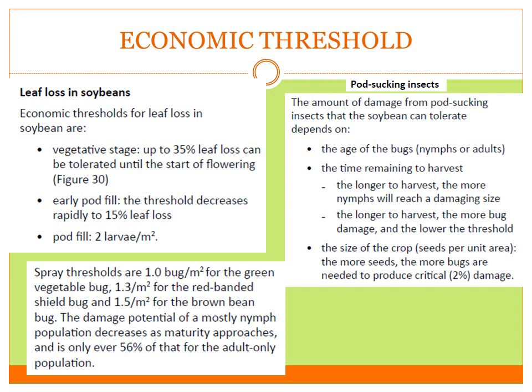Spray thresholds are 1 bug per meter square for green vegetable bug, 1.3 per meter square for the red-banded shield bug, and 1.5 per meter square for the brown bean bug. The damage potential of a mostly nymph population decreases as maturity approaches, as it is only 56% of that for the adult-only population.